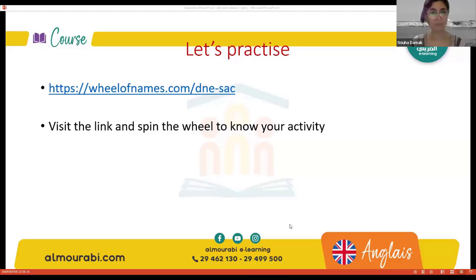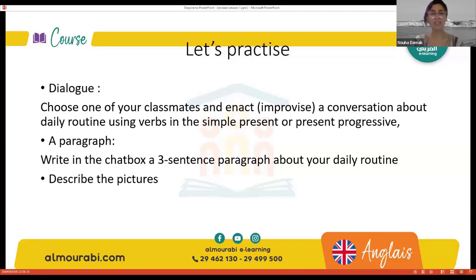The instruction. For the dialogue, choose one of your classmates and enact, of course, we are going to improvise a conversation about daily routine using verbs in the simple present or present progressive, sorry. And here you are going to choose one participant and you are going to speak. You are going to unmute yourselves and speak. Ready? Where are the participants? Sarah, ready? Am I going to choose someone? Yes.